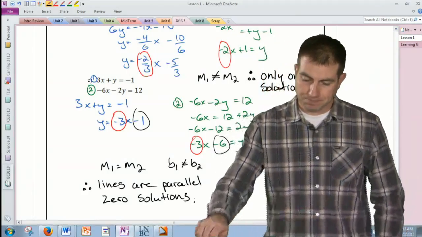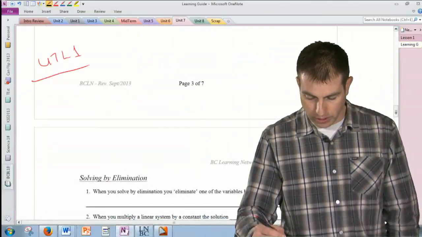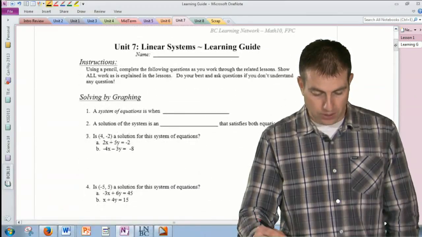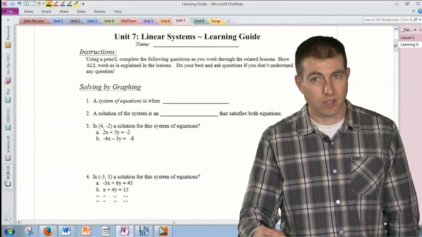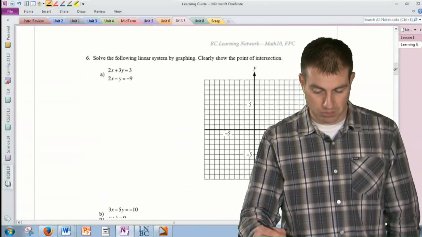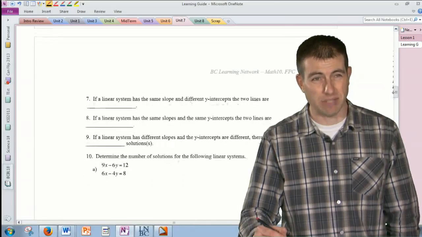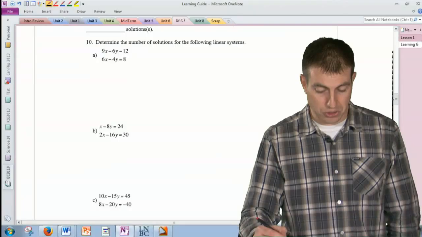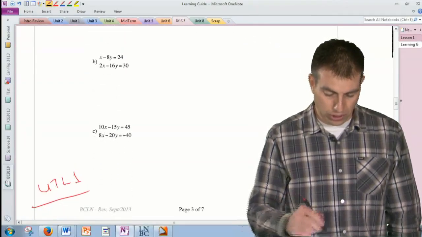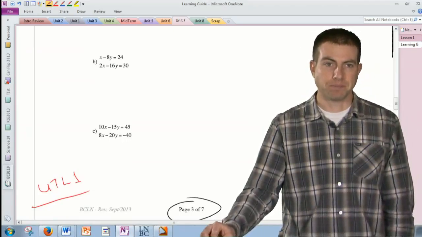So that's it. In terms of the learning guide, I had a quick look earlier. The first 3 pages, so solve by graphing, you guys can do that. This same thing, we're going to plot these on the graphs. Linear system, so just getting the definitions on the 3rd page, and then determining the number of solutions like we just did on question 10. So you're good to go up to the end of page 3 on the learning guide.